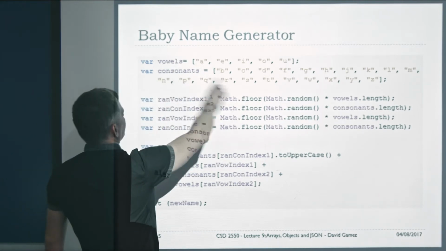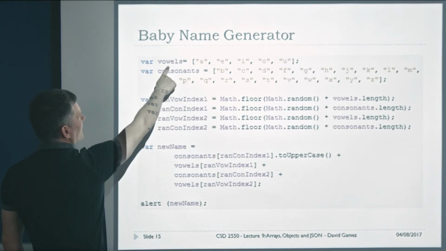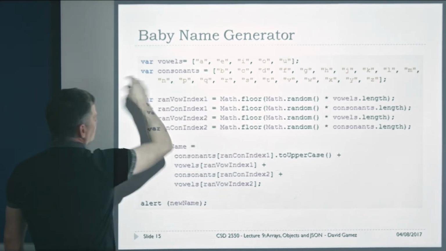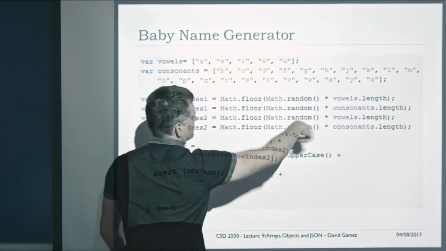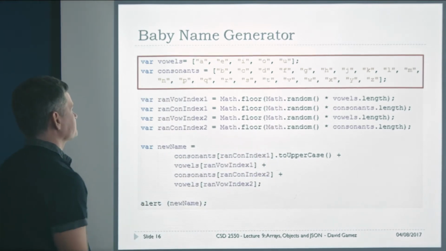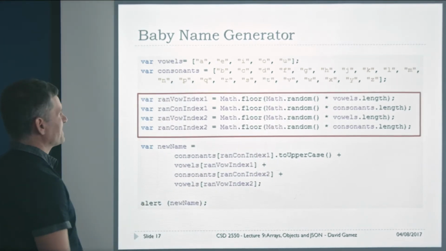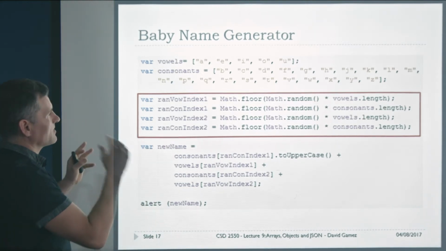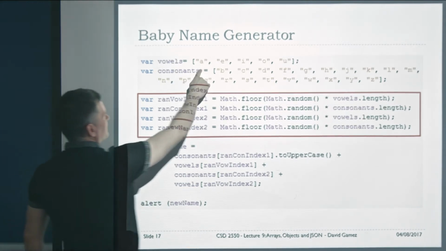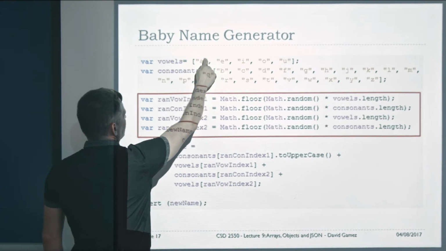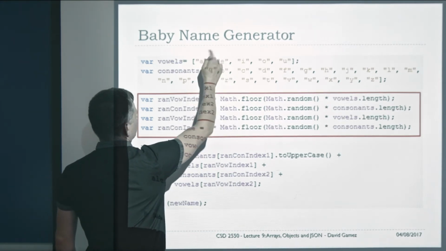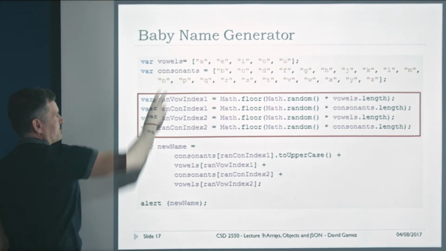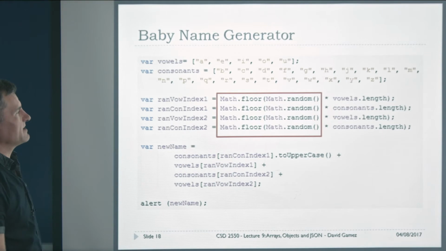To make this thing work, we've got one array called vowels, and this array has the A, E, I, O, U. And then we've got another array called consonants, which has all the consonants, as you'd expect. And then we've got this bit of code. At an abstract level, what we're doing is picking a random index in this array, a random index in this array, a random index in this array. So we're picking 2 random vowels and 2 random consonants. I'll just explain how that's done.